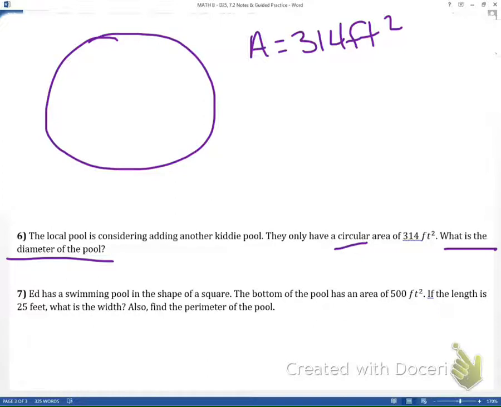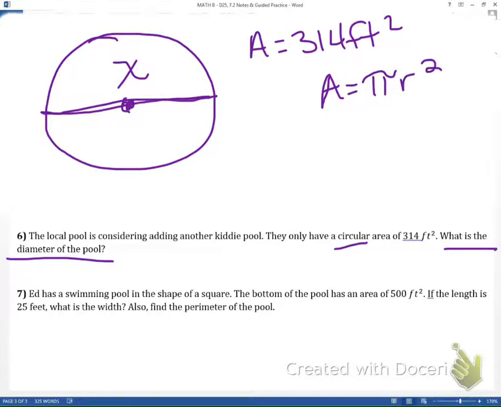Well, how would we draw a diameter of the circle? Remember that diameter is the distance all the way across a circle, and it has to go through the center point. So what we don't know is our diameter, the distance all the way across that circle. I'm going to put it right here in the center to let you know that I want it all the way across. So what is the formula for area of a circle? We need to use that. Area of a circle equals pi r squared.